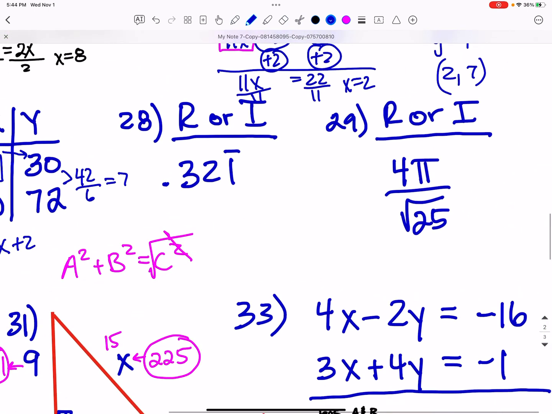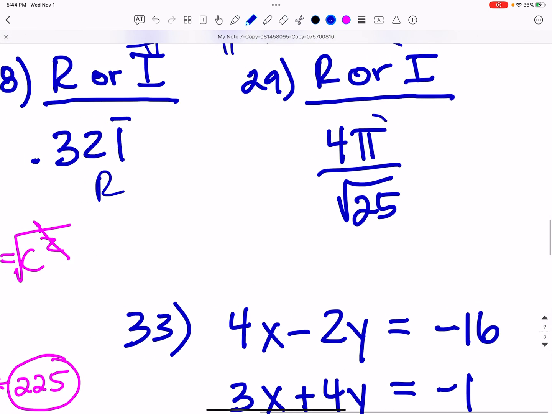Okay, let's see. Rational or irrational, anything with a pattern? Rational. Rational or irrational, pi goes on forever, so this whole thing goes on forever.